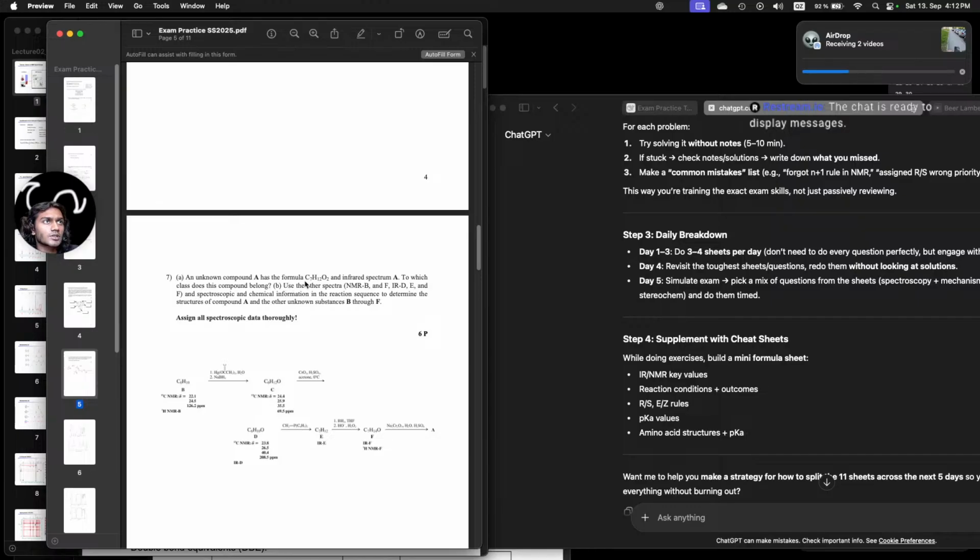Okay, as a formula C7H12O2 and infrared spectrum A. To which class does this compound belong? I don't know. Use the other spectra, NMR B and IR D, E and F, and spectroscopic and chemical information in the reaction sequence to determine the structure of compound A and the other unknown substances B through F.